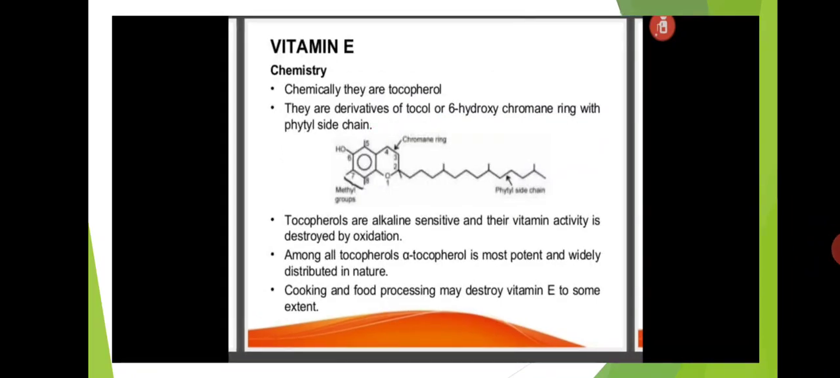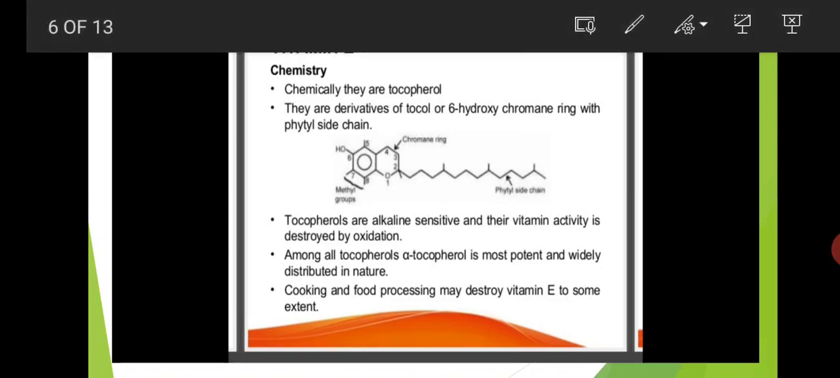Next fat soluble vitamin is vitamin E. Chemically they are tocopherols. Same as vitamin D is calciferol, vitamin E is tocopherol. The chemical name of vitamin E is tocopherol. They are derivatives of tocol or 6 hydroxychromane ring with phytyl side chain.